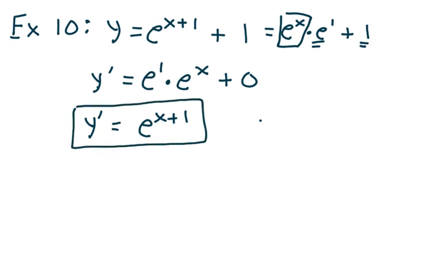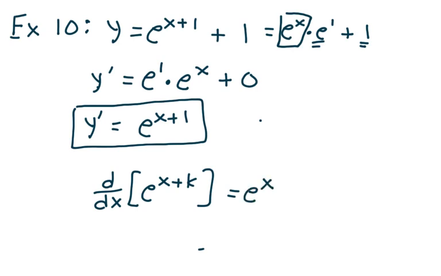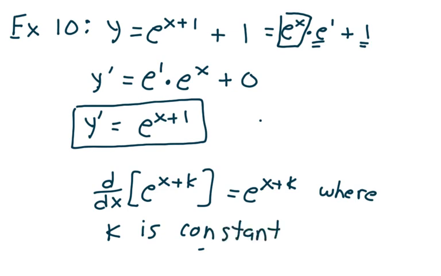Now, it turns out, and this is a really interesting rule, that if you take the derivative of e^(x+k), I claim that's going to be e^(x+k), where k is constant. And that concludes this video for section 3.1 in a Calculus 1 course, and we worked through 10 examples.